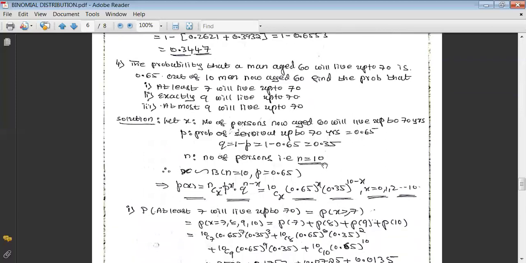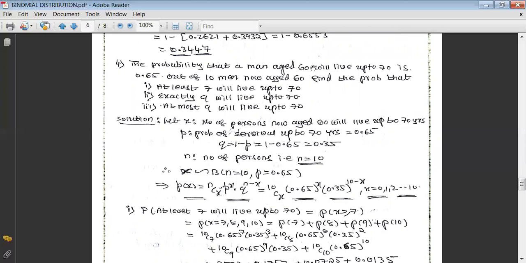Now let us go to the fourth example, and the problem is going to be like this. They have given the probability that a man aged 60 will live up to age 70 is 0.65. Out of 10 men now aged 60, find the probability that at least 7 will live up to 70, exactly 9 will live up to 70 years, and at most 9 will live up to 70 years. And this is the problem.